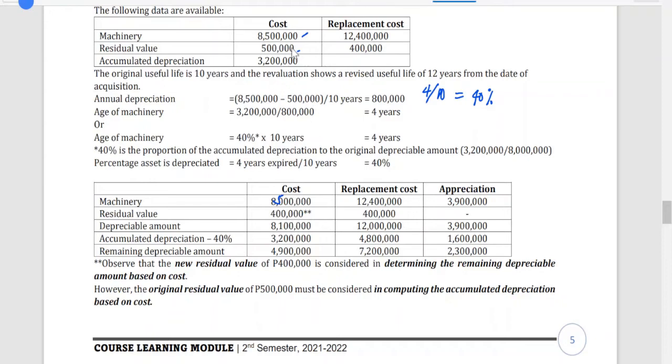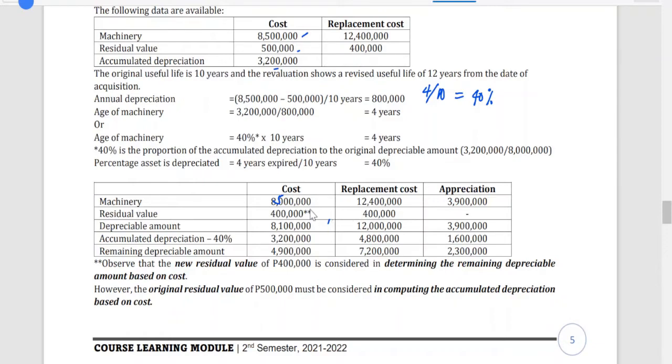Why is it 400,000 when the original residual value here is 500,000? The new residual value of 400,000 is considered in determining the depreciable amount based on cost. But the original residual value of 500,000 must be considered in computing the accumulated depreciation based on cost. So for the purposes of determining the revaluation surplus, we're going to apply the new residual value in the computation. So copy the new residual value on both the column of the cost and the column of the replacement cost.